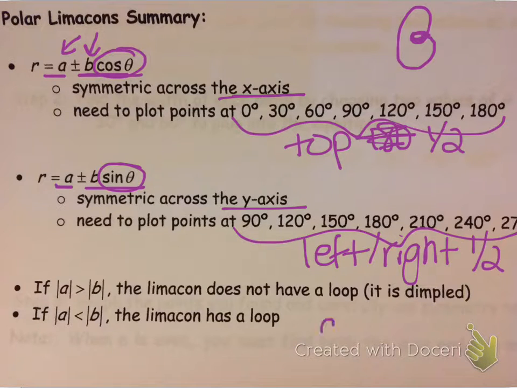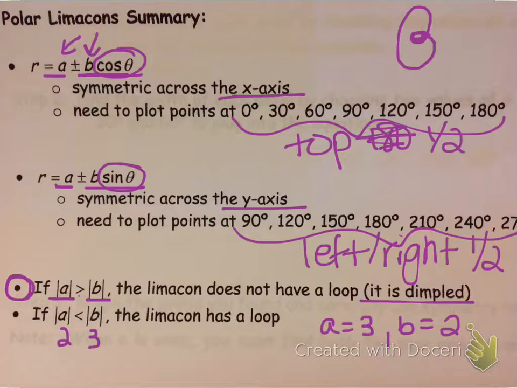So if you look at this, this is the situation we just did. The size of our A value was bigger than the size of our B value, and so we just had a dimple in ours. And so if they had switched, if this had been the 2 and this had been the 3, we would have had a loop.